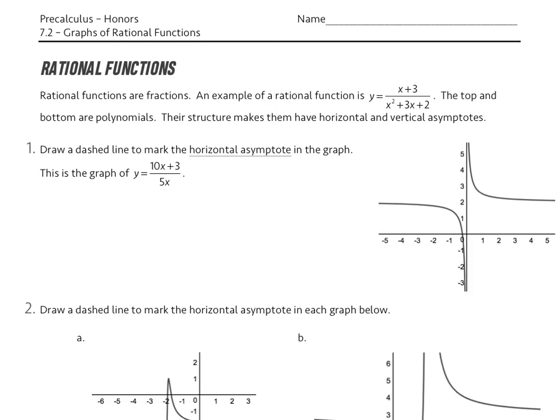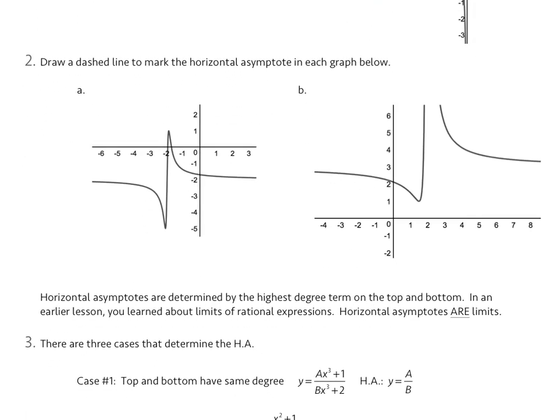Draw a dashed line to mark the horizontal asymptote. Well, you're drawing a horizontal line, and it's drawn as I showed because the graph is leveling off as you reach the ends of the graph going toward positive infinity and negative infinity. Number 2, just to do this again, draw the horizontal asymptotes. There's the horizontal asymptote there, and this one has a horizontal asymptote about right there.